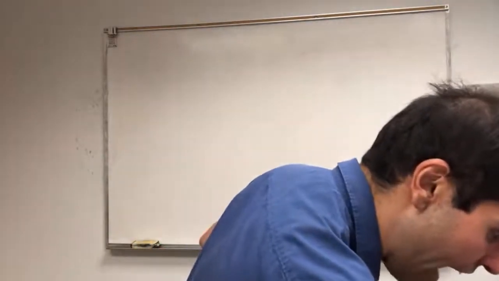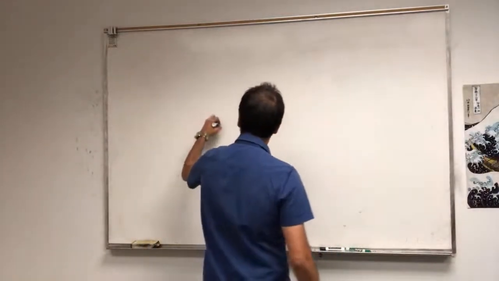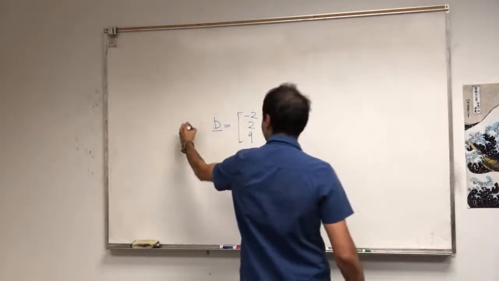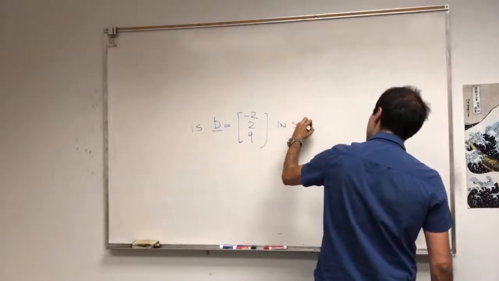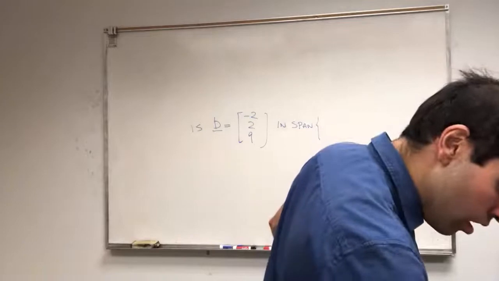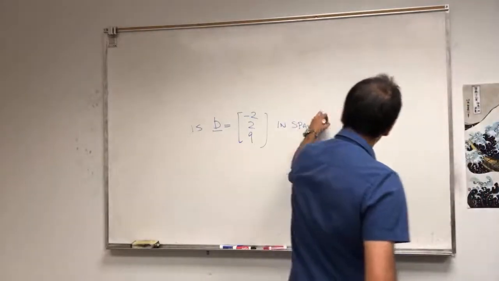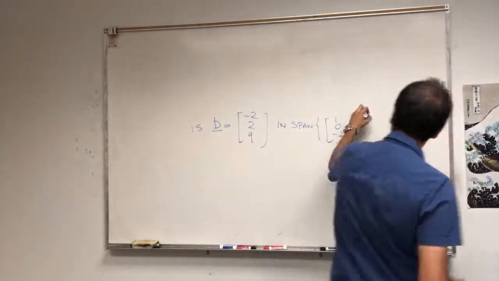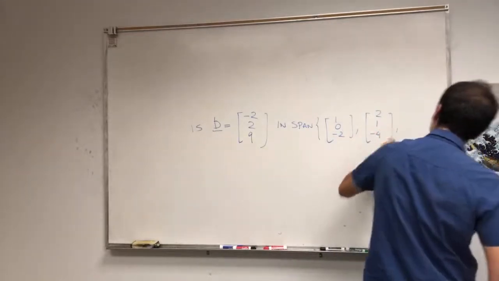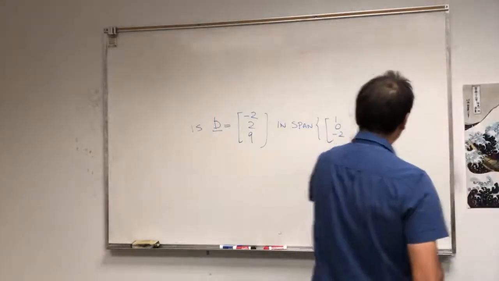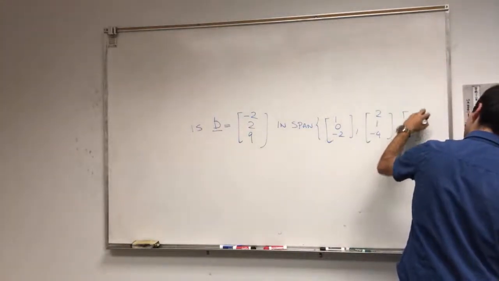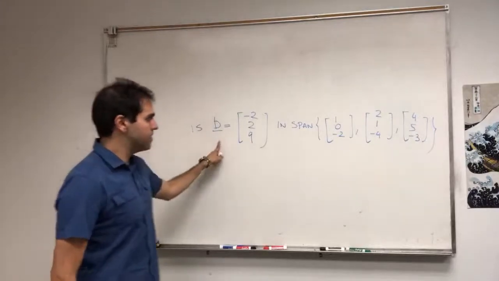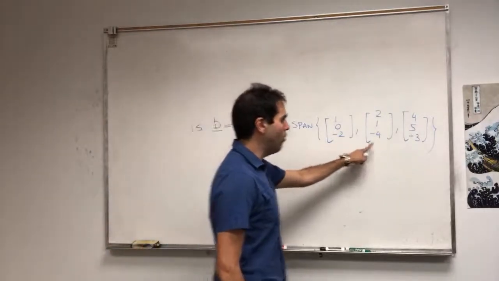So, for example, if I ask you, let's say, minus 2, 2, 9, suppose we have this vector, and the question is, is this vector in the span of, let's say, 1, 0, minus 2, 2, 1, minus 4, and 4, 5, minus 3. So is this vector in that span? And all this means is, is this vector a linear combo of those three vectors?